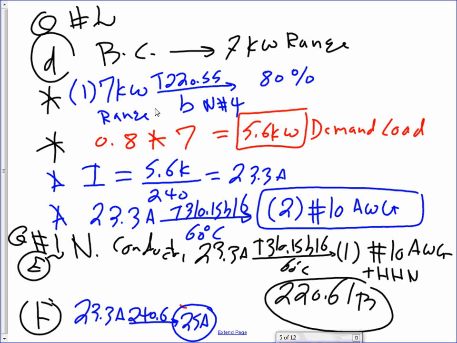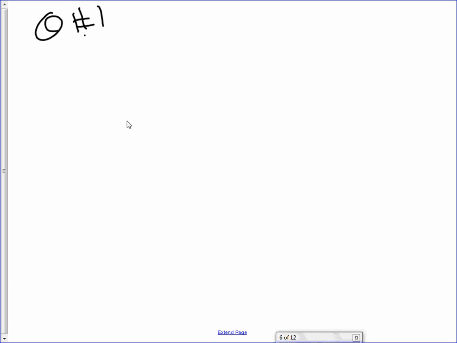Okay, let's go do the same thing. So question number 1, we need to do G. So this is for G. Believe it or not, this is a G. If you guys look at G, we need to find the branch circuit for the 16 kW.